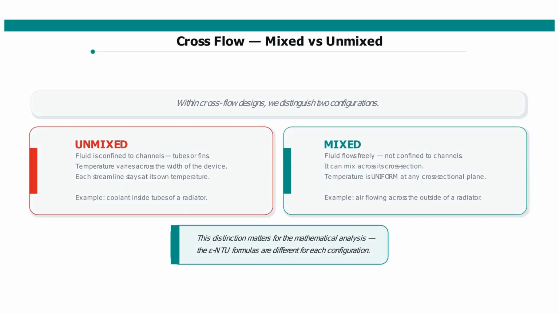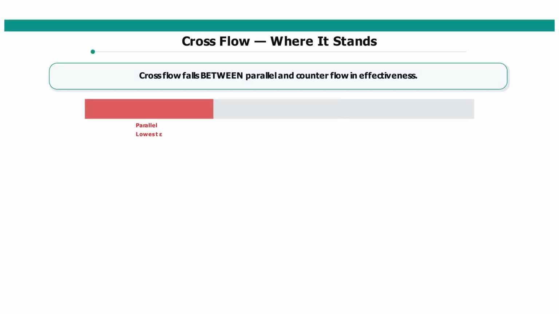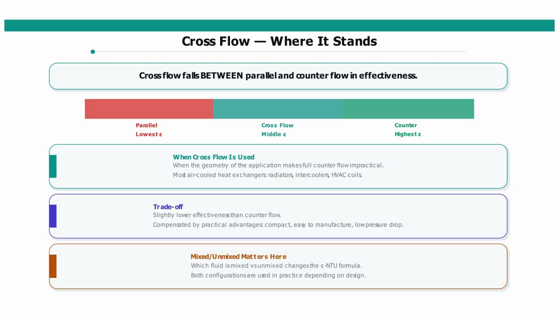Within crossflow designs, we distinguish between mixed and unmixed configurations. If one fluid is confined to channels, tubes for example, its temperature cannot vary across the width of the device. That fluid is unmixed. Each streamline stays at its own temperature. If a fluid flows freely and can mix across its cross-section, it is mixed. Its temperature is uniform at any cross-sectional plane. This distinction matters for the mathematical analysis. Crossflow falls between parallel and counterflow in terms of effectiveness. It is used when the geometry of the application makes full counterflow impractical, as in most air-cooled applications.